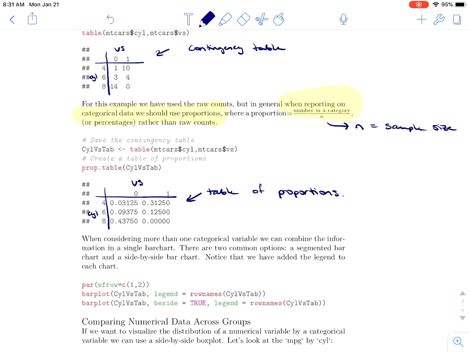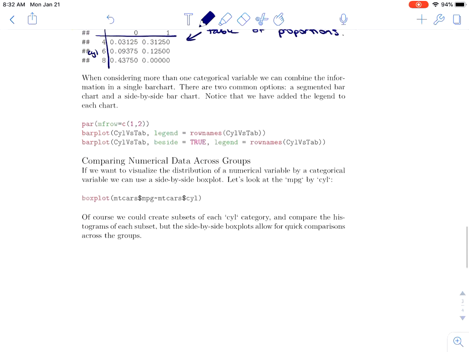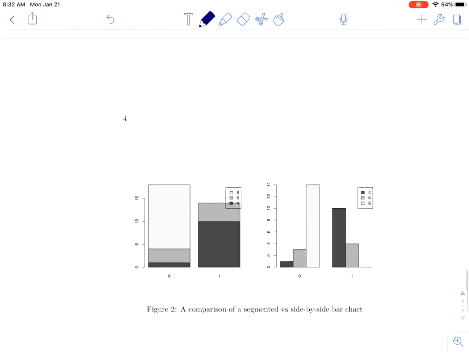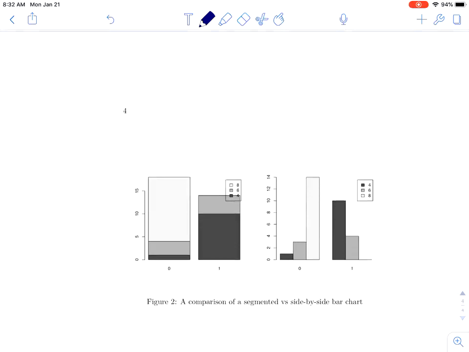Okay. A table like this, especially if we have more than 2 or 3 categories, could get a little out of hand just for looking at it. And so especially we would want to visualize it somehow. We've got 2 options, and I've shown them to you here, if you go to the last page.